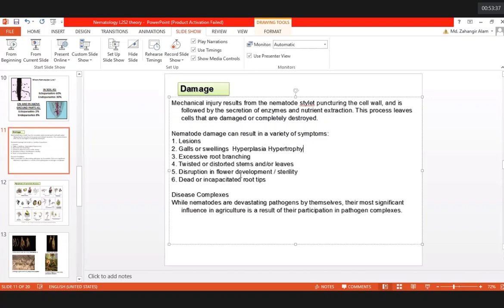And why does this sterility or disruption in flower development or fruit development happen in nature? Do you know why the plant becomes sterile? Anyone, can you tell me? No, sir. Okay, mind it and listen carefully.